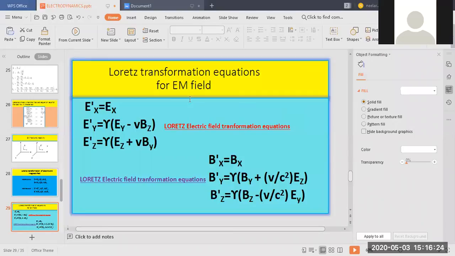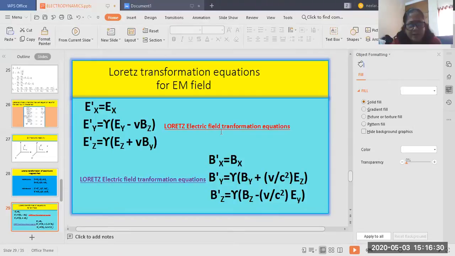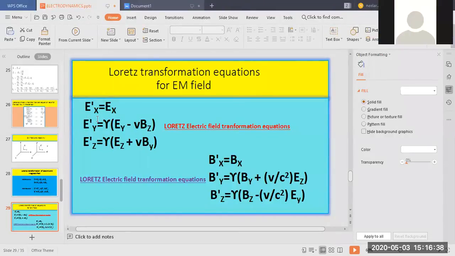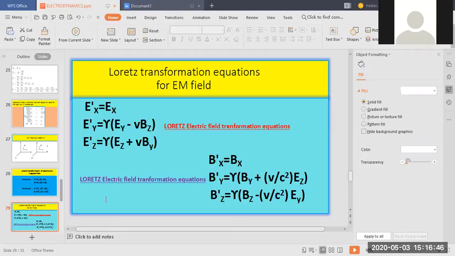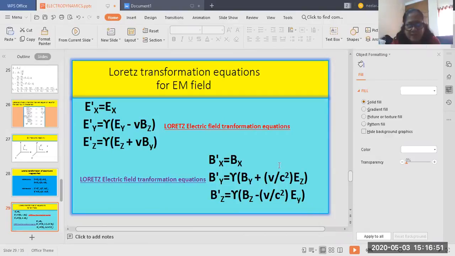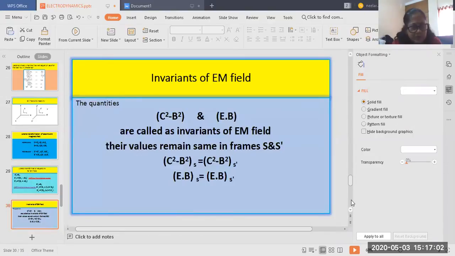So you can see here, what does Lorentz transformation tell? So the Lorentz electric field transformation equations are Ex dash equal to Ex, Ey dash equal to this value, Ez dash is equal to this value, and similarly, the magnetic field transformation equations are given by this. So this already I have shared in the notebook, WhatsApp notes. I have shared this. So I wanted to show you. So that's why I introduced this slide.